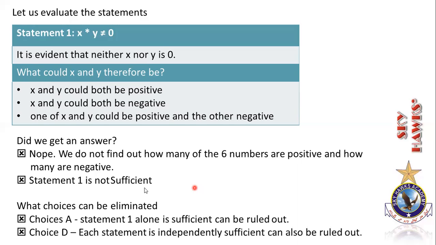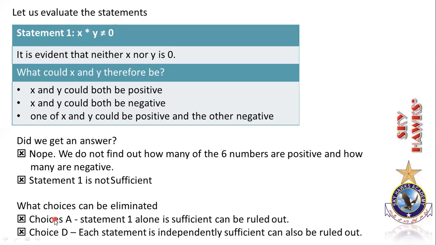So we will have to look at what choices can be eliminated. If statement one is not sufficient, we go to the elimination rule, which is what choices can be eliminated. Choice A, statement one alone is sufficient, can be ruled out. So statement one alone is not sufficient. So choice is D.